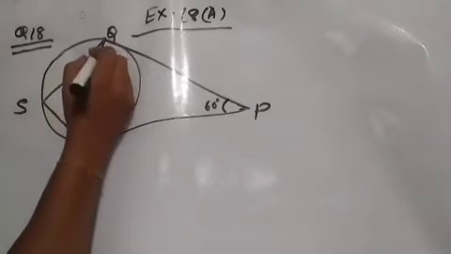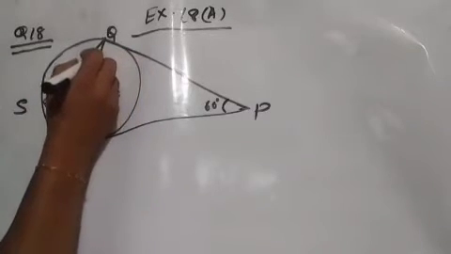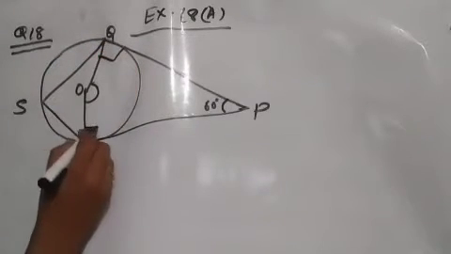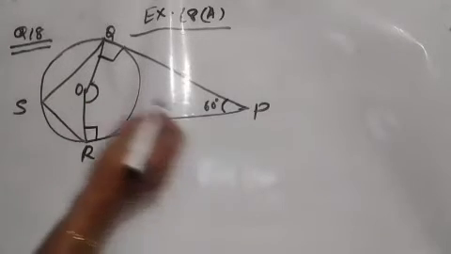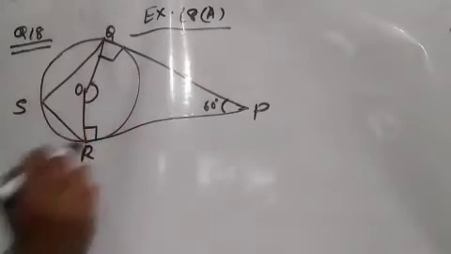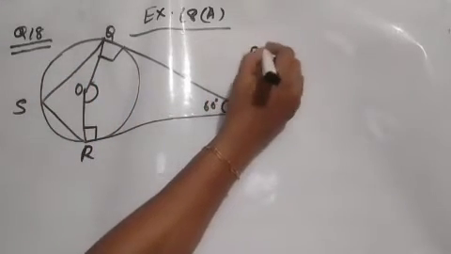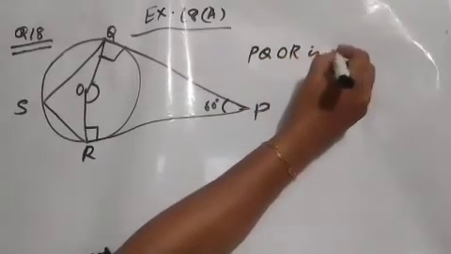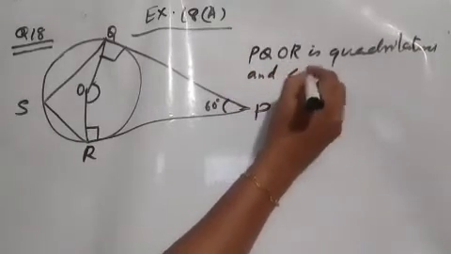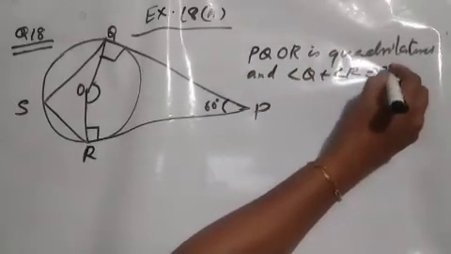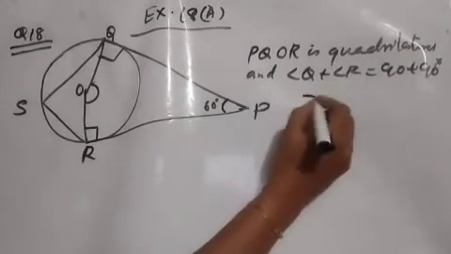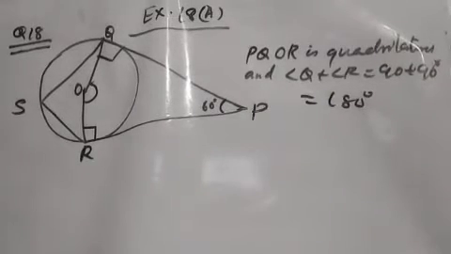And we learned that the angles between tangent and radius are 90 degrees, and this R also 90 degrees. So total we know that it's 180 degrees. So what about the remaining sum? Yes, it must be 180 since PQOR is a quadrilateral. And angle Q plus angle R, 90 plus 90. Angle between radius and tangent is always 90 degrees. So 180 degrees.